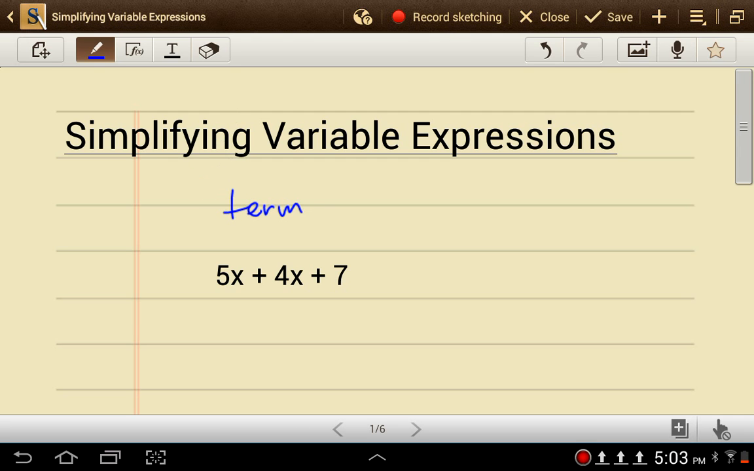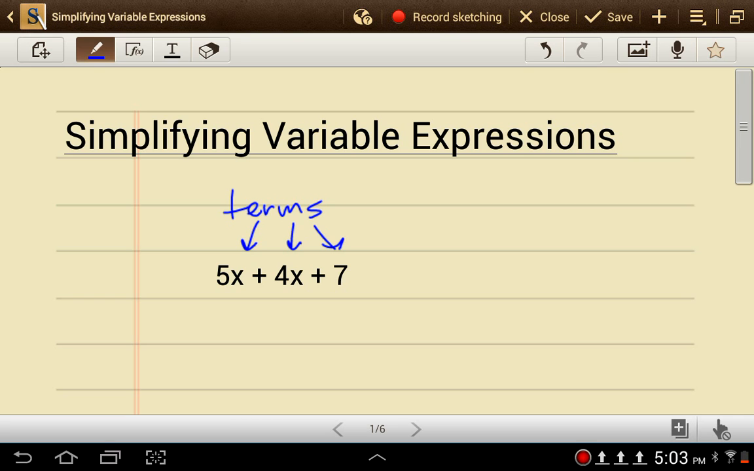And terms are the different parts that make up an expression. And in this example we have three terms. And terms are separated by addition or subtraction, so every time you see a plus or a minus sign, that's going to separate our terms. So in this example we have the three terms. The 5x, the 4x, and the 7 are our terms.